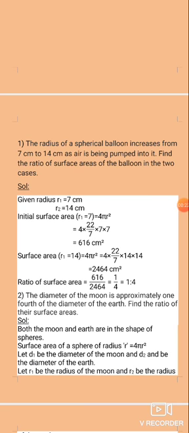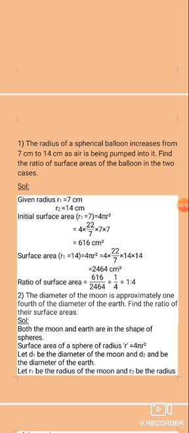Now, last class we had discussed the surface area of a sphere. So, listen carefully to this question. The radius of a spherical balloon increases from 7 cm to 14 cm as air is being pumped into it. Find the ratio of surface areas of the balloon in the two cases. So listen carefully. Here, when air is being pumped into it, the radius increases.